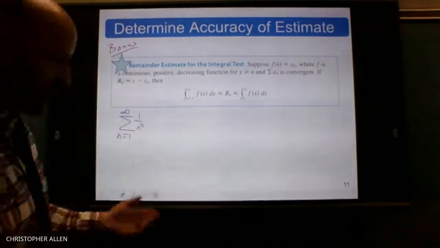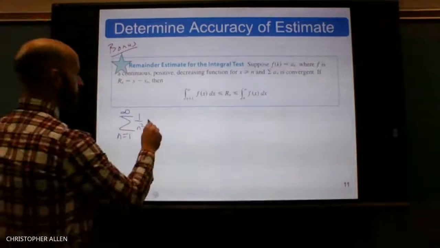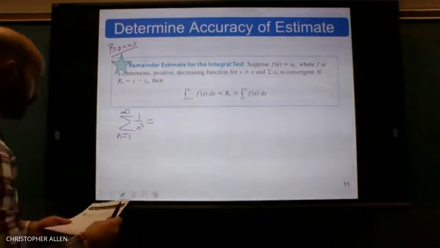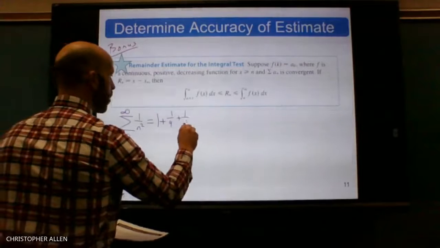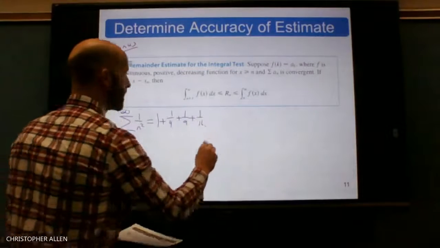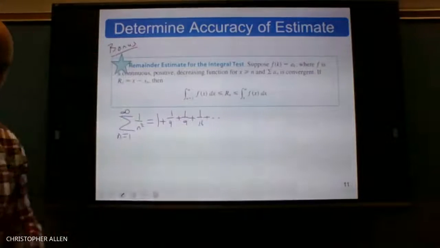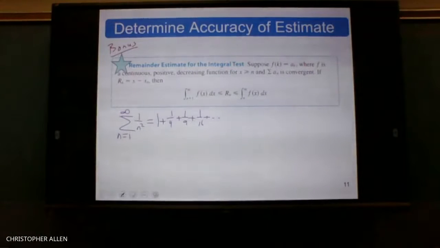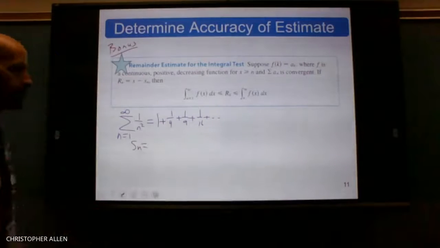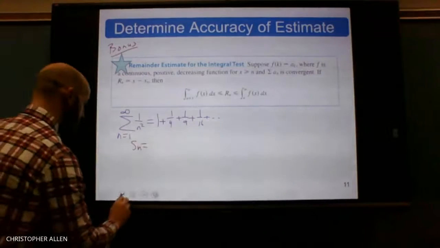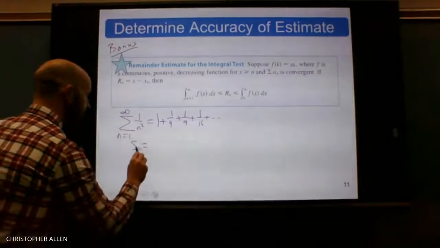So fair enough. Now what I'm going to do is list out some of the terms here. So 1 plus 1/4 plus 1/9 plus... In fact, this is the exact same series we just discussed. But now here's my question. What's S sub n? Actually, let's not do S sub n. What's S sub 4?